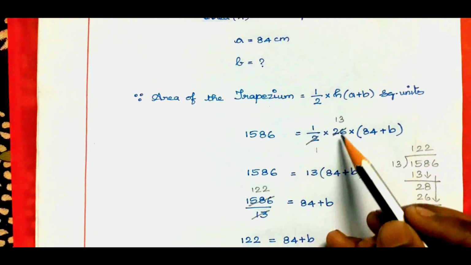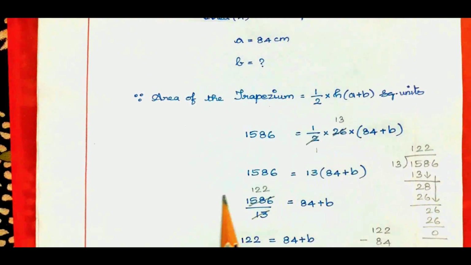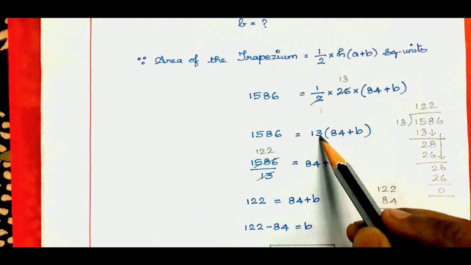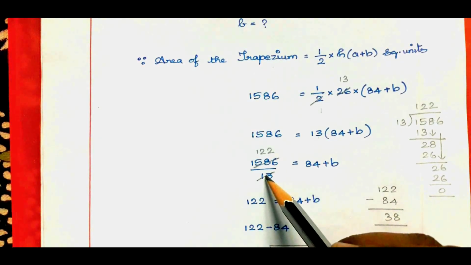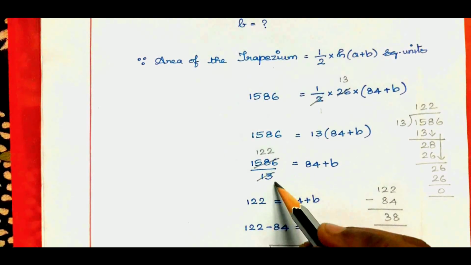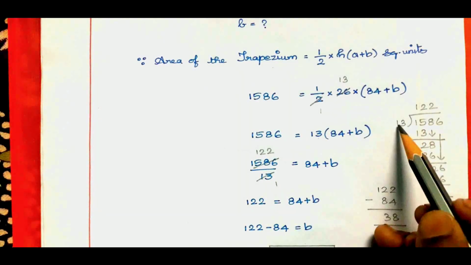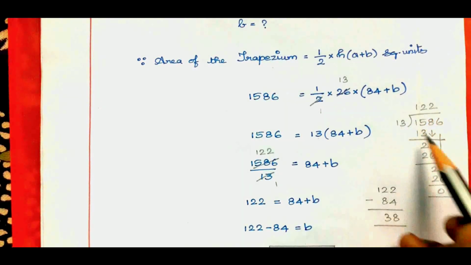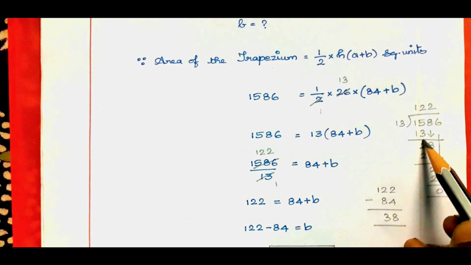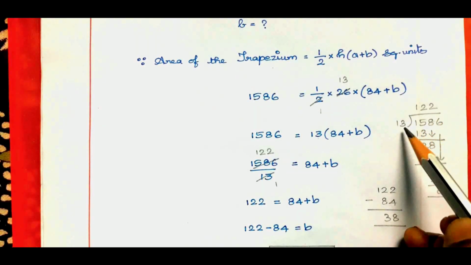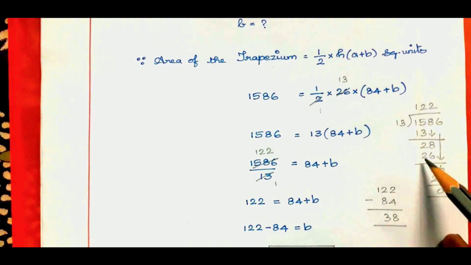Simplify, 1 2 is 2, 13 2s are 26. Now what you are going to do in the next step is take this common number 13 to the other side. So since it is in the numerator, when it goes to the other side, it comes at the denominator. So 1 13 is 13. You can divide it, 1586 divided by 13. 1 times of 13 is 13. So 5 minus 3 is 2. Take 8 down. So 2 times of 13 is 26, 3 2s are 6 and 1 2 is 2.